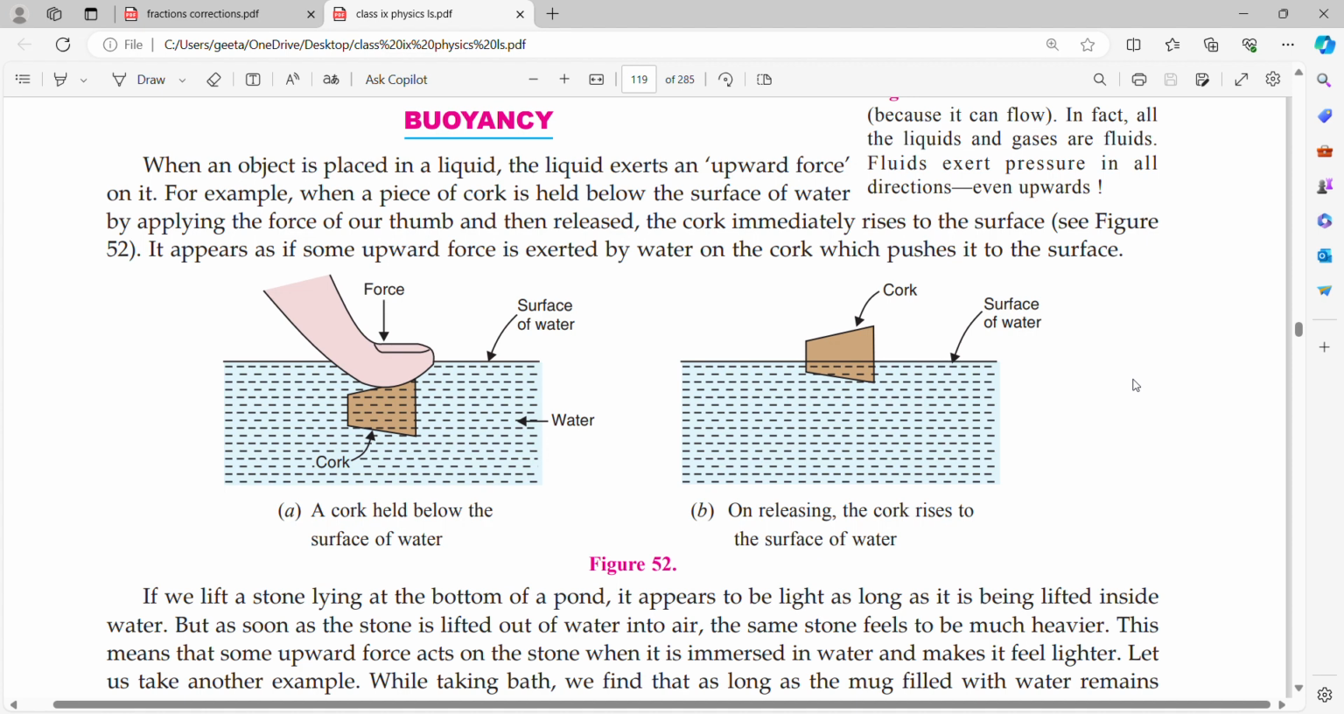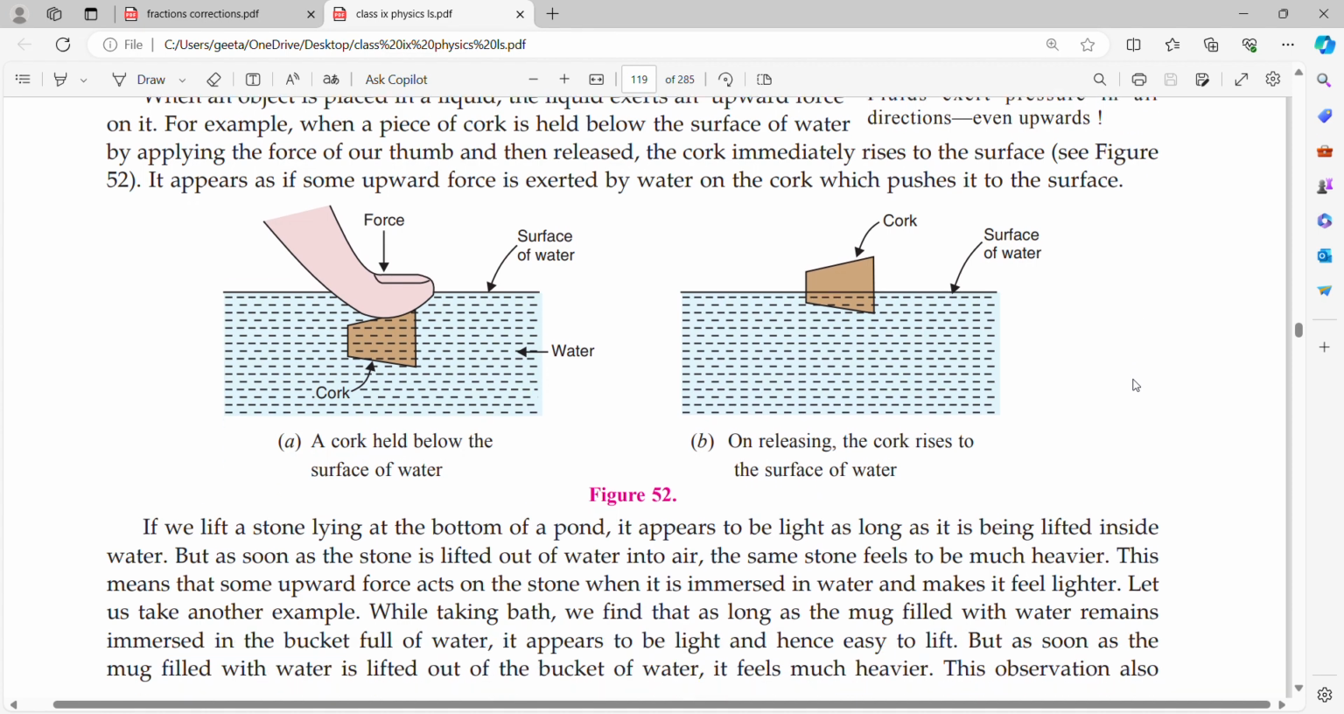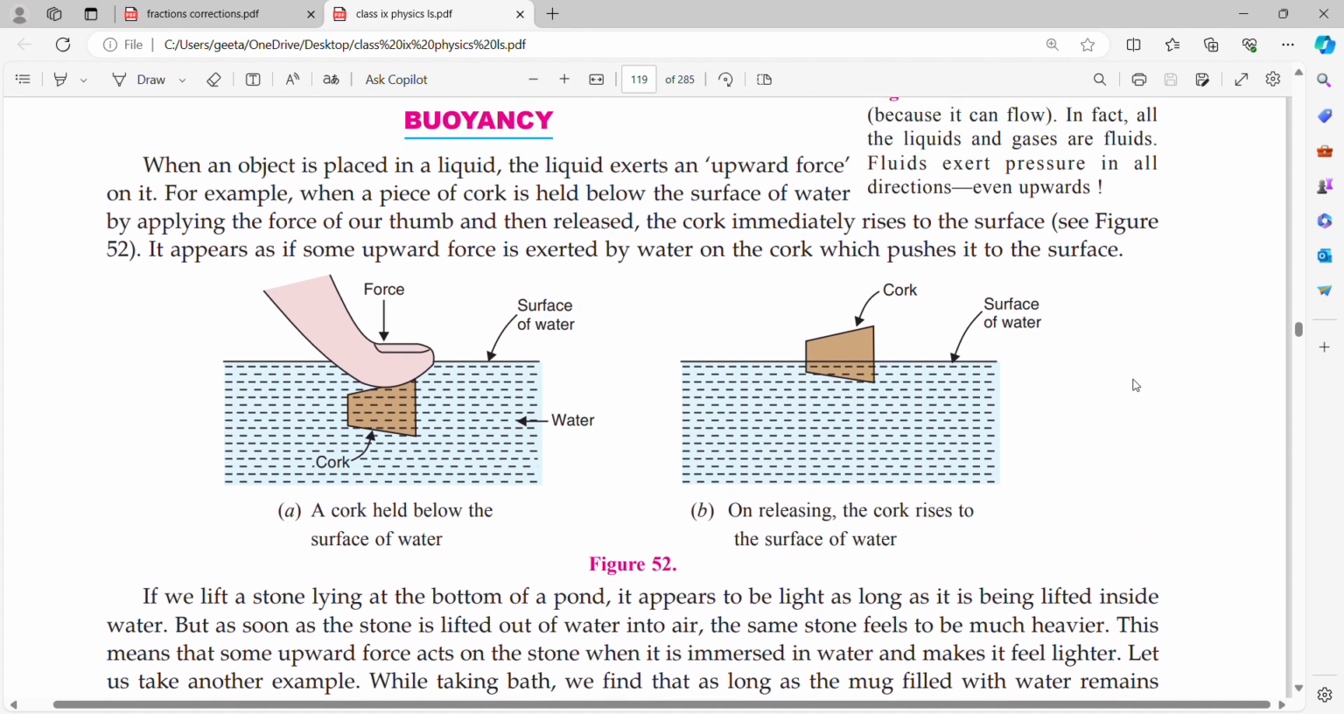I hope my screen is visible to you. Can you see this picture?